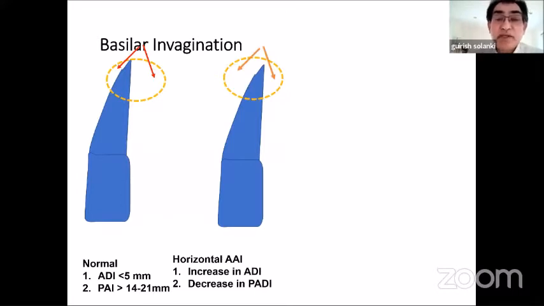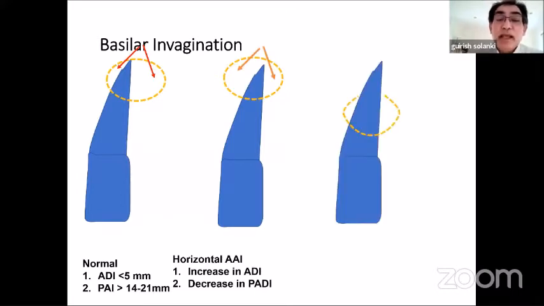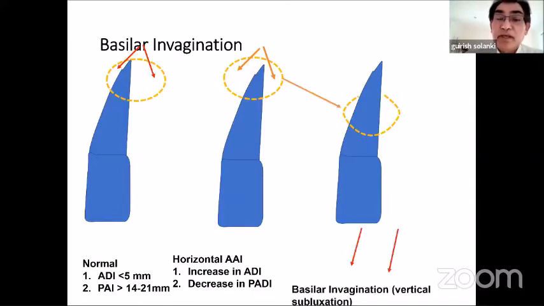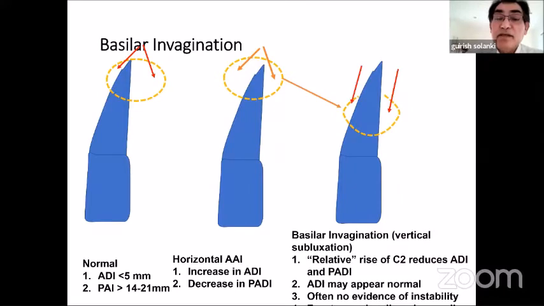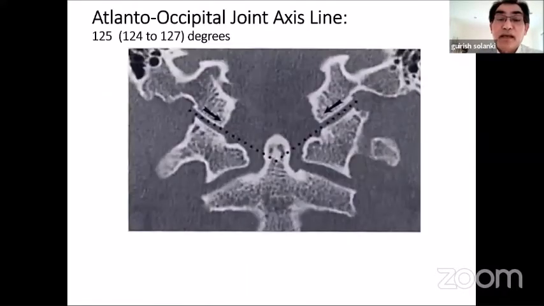The ring is the arch of C1, and then when you have basilar invagination, actually C2 is moving up towards the posterior arch of C1, and actually the dimensions are no longer as wide because the body or the base of the odontoid process is wider. So you don't actually see that radiologically, but in fact, the herniation has got worse because now it's not horizontal, it is vertical.